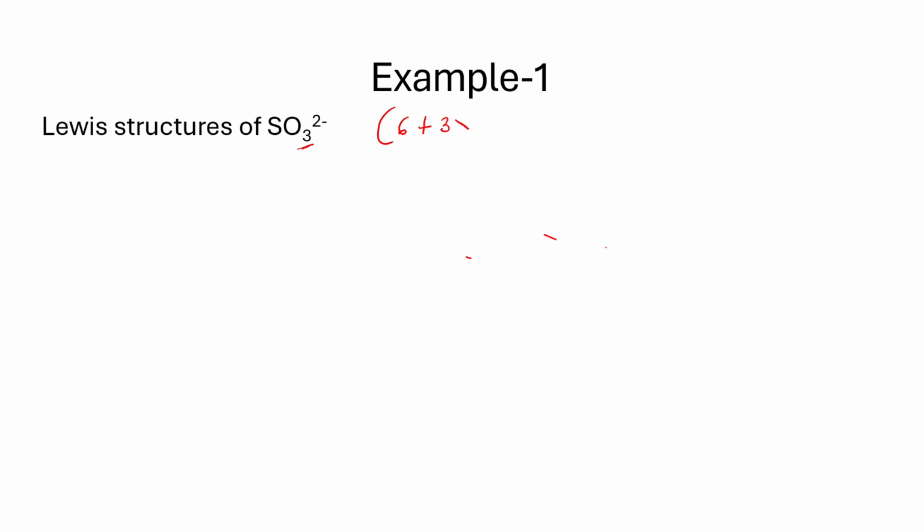So there are 3 times 6 valence electrons total contributed by oxygen. And then there is a 2- charge, which means 2 extra electrons. So if we count the total number of electrons, this is 6 plus 18 plus 2. So there are a total of 26 electrons that we need to account for. All right.